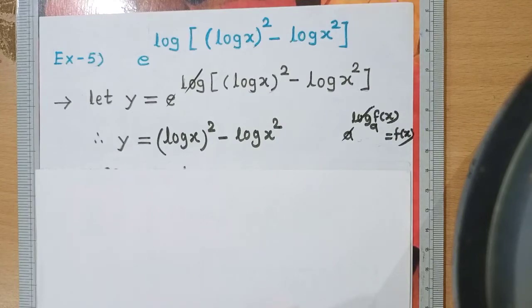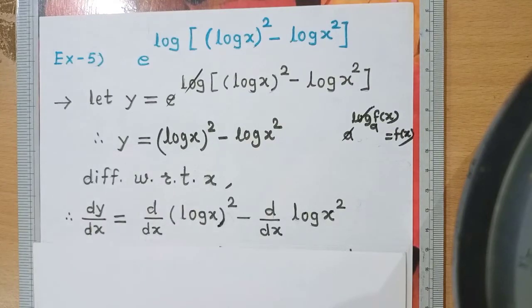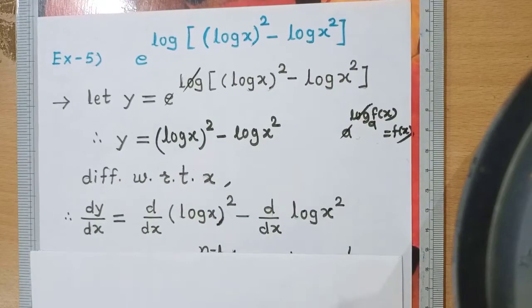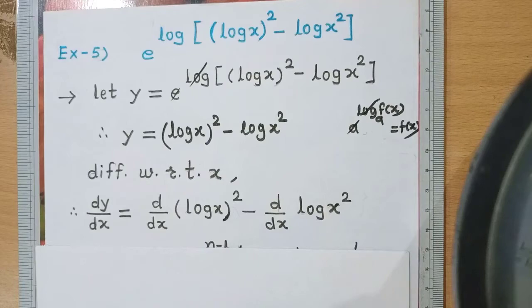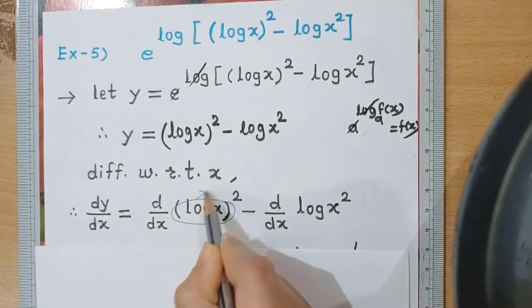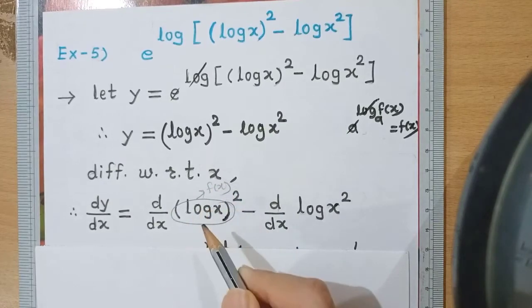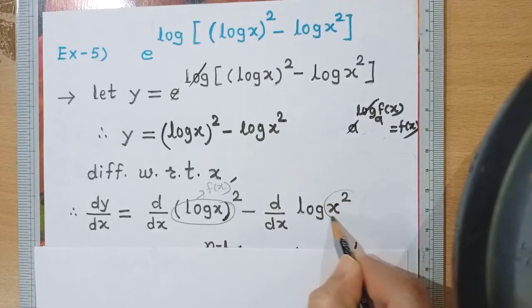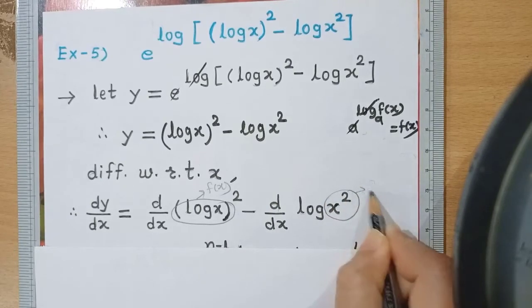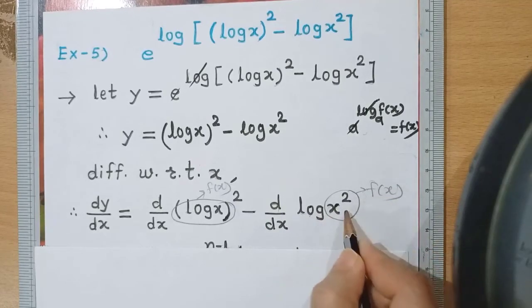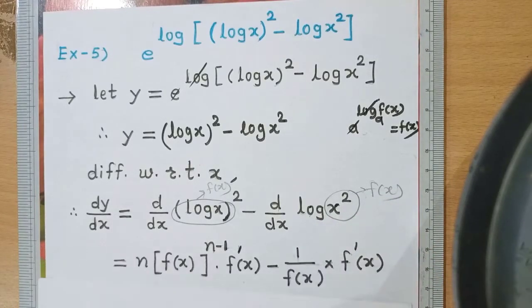Now we will differentiate with respect to x. So here derivative of first term minus derivative of second term. Now here we will consider this as function of x. So here we have to use the f(x) raised to n formula, and here we will consider this as f(x). So here we have to use the log of f(x) formula. So the formula I have written like this.